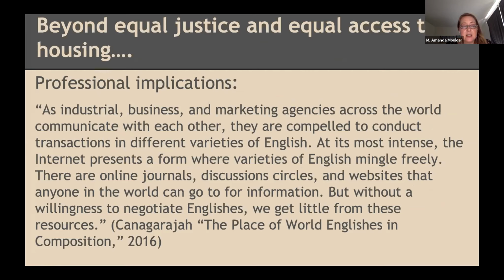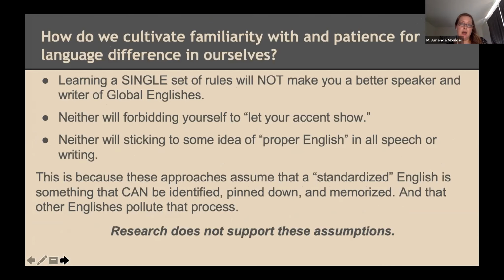At its most intense, the internet presents a forum where varieties of English mingle freely. There are online journals, discussion circles, websites that anyone in the world can go to for information, but without the willingness to negotiate Englishes, we get little from these resources. So we actually have a responsibility to ourselves to cultivate a sort of patience for linguistic difference. So how do we do that? How do we cultivate familiarity with and patience for language difference in ourselves?